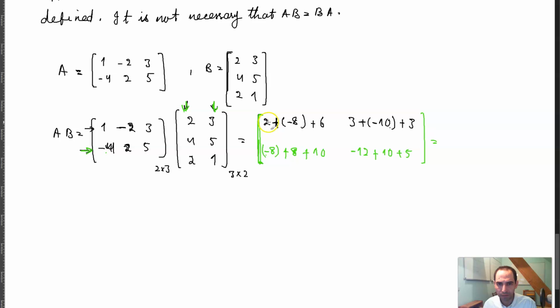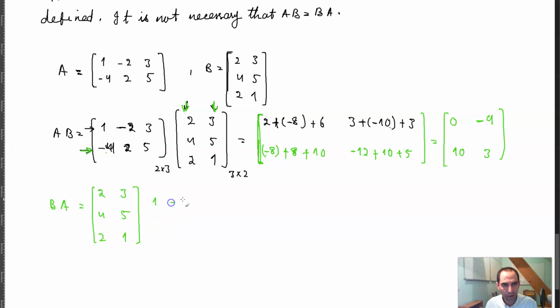6 plus 2 is equal to 8, 8 minus 8 is equal to 0, 3 plus 3 is equal to 6, and 3 plus 10 is 13... that's a -12, that's a 10, and 15 minus 12 is equal to 3. So AB is 8, 0, -4, 10, 3. Now BA is equal to 2, 3, 4, 5, 2, 1 times 1, -2, 3, -4, 2, 5.